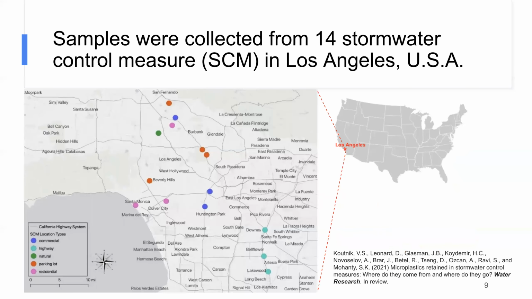To answer this question, obviously we could use controlled laboratory studies, but that will not simulate all the kinds of complexity that you expect in nature. So what we did is we collected soil samples at different depths at many different stormwater treatment systems, or stormwater control measures, in Los Angeles.